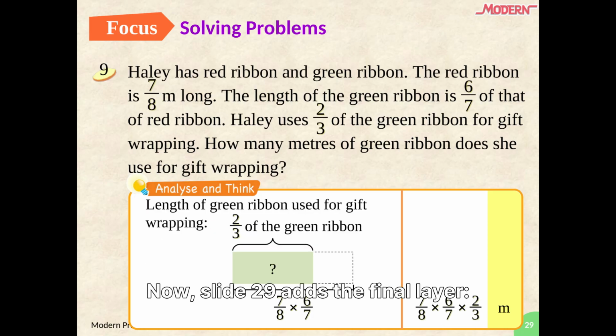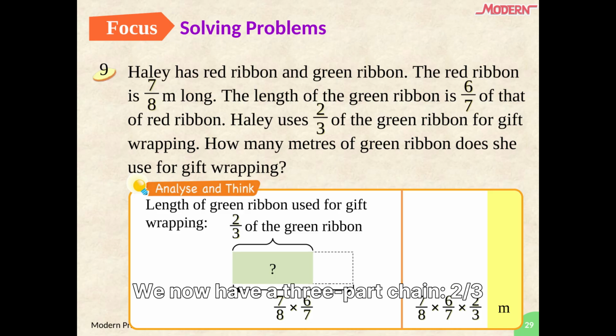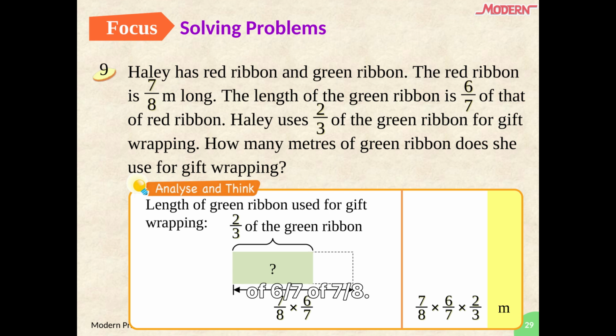Now, slide 29 adds the final layer. Haley uses 2/3 of that green ribbon. We now have a 3-part chain. 2/3 of 6/7 of 7/8. Each "of" is a multiplication sign.